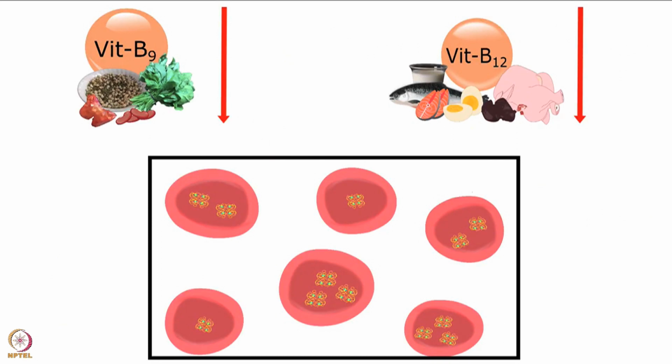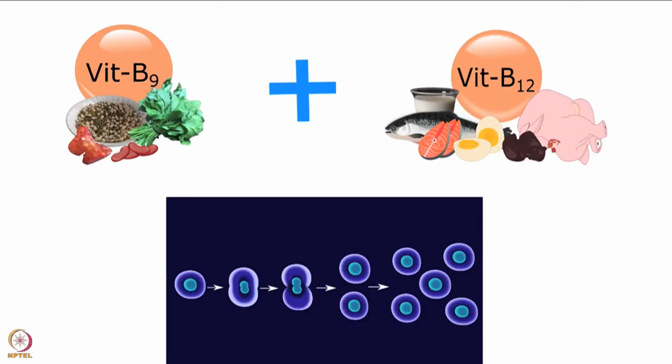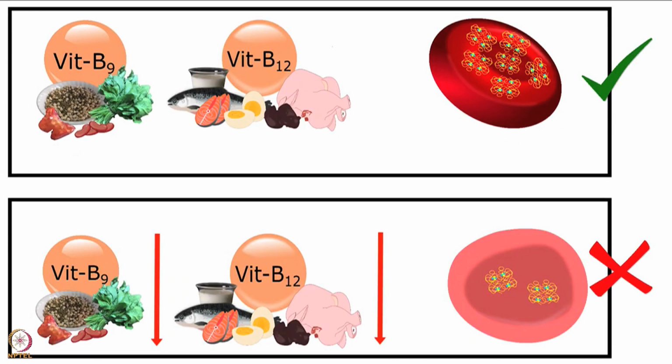Folate or vitamin B12 deficiency results in macrocytic anemia. Let me explain to you how this occurs. Both these nutrients are required for normal cell growth and division. In case of their deficiency, the red blood cells do not mature or divide properly.